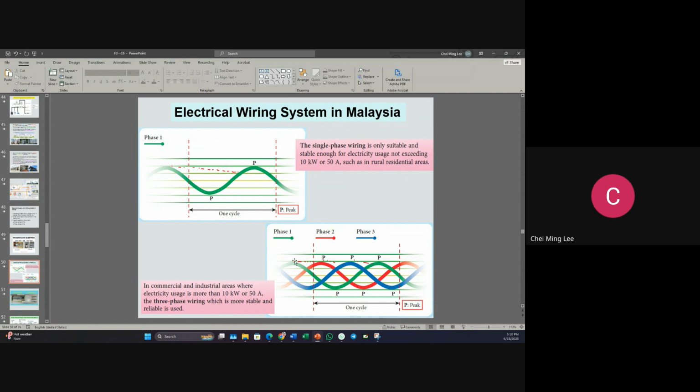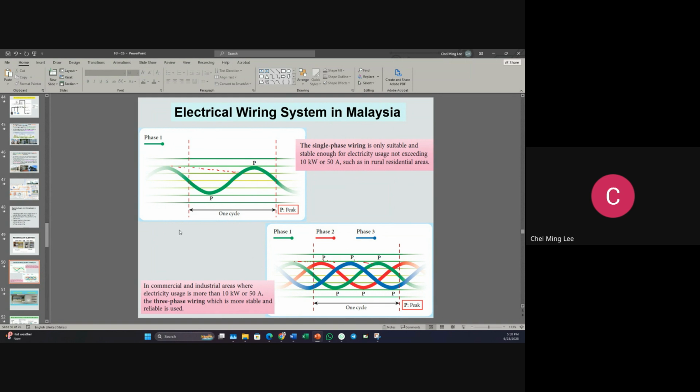You can see from peak to peak, the gap is very small. Unlike this one, from peak to peak the gap is very big. So this one means that the power is more stable. This one is normally for commercial and industrial areas where electricity usage is more than 10 kilowatt or 50 ampere. That's why we need three-phase wiring, because it's more stable and reliable.